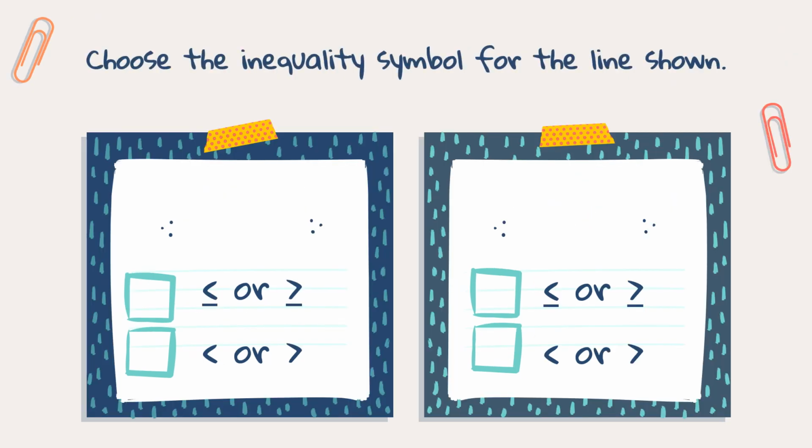This time, you're going to choose the inequality symbol for the line shown. So this is the line shown. Are we going to have less than or equal to, or greater than or equal to, or less than or greater than? Correct. We are going to choose the second pair. How about this one? Correct. We are going to have less than or equal to or greater than or equal to. I guess you are familiar with which type of line you are going to use in this linear inequality.